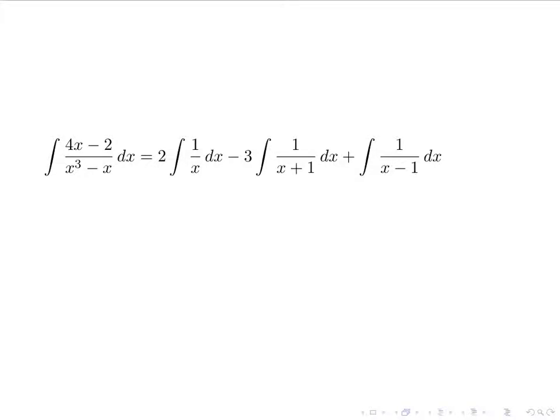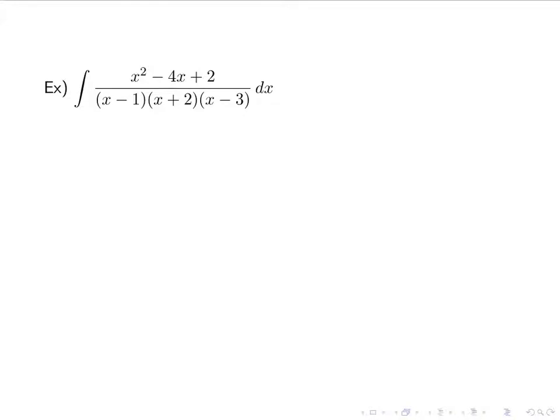And I notice that the coefficient of x for all of these is a 1, which means du will be dx, and there's no having to play around with extra coefficients. So when I integrate it, I just have 2 times the natural log of, don't forget the absolute values, the absolute value of x, minus 3 times the natural log of the absolute value of x plus 1, plus the natural log of the absolute value of x minus 1. And also don't forget your constants. Okay.